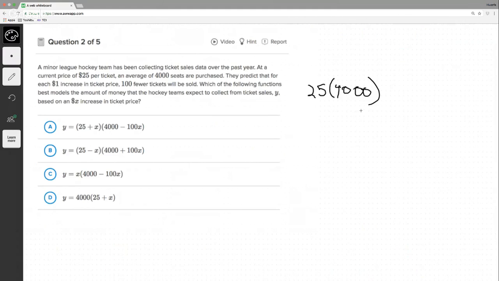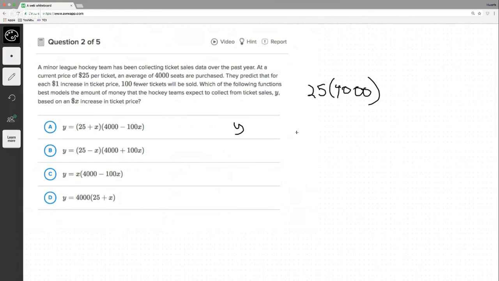So as this goes up, we're losing 100. Which of the following functions best models the amount of money that the hockey team expects to collect from ticket sales? Y is the total, based on X dollar increase in ticket price. This is very interesting. So what they've done is we're trying to figure out what's going on here as the ticket price goes up every time by $1. So on average, 4,000 seats are ticket.